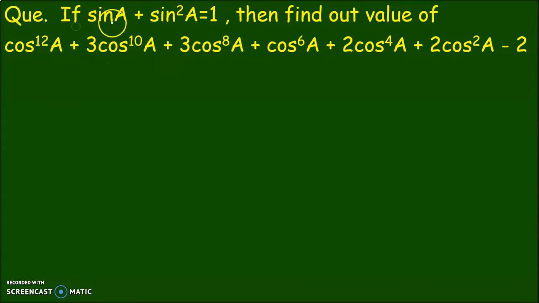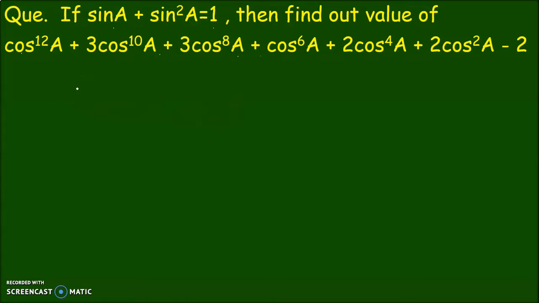The question is, if sin a plus sin square a is equal to 1, then find out the value of cos raised to 12a plus 3 cos raised to 10a plus 3 cos raised to 8a plus cos raised to 6a plus 2 cos raised to 4a plus 2 cos square a minus 2. So this is the question. Try to solve this question on your own.